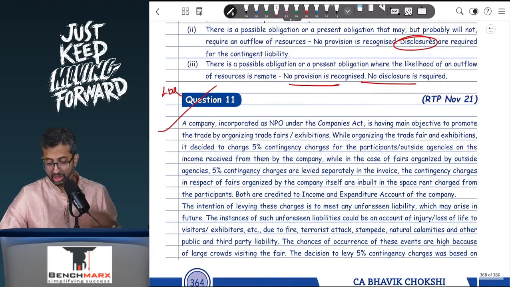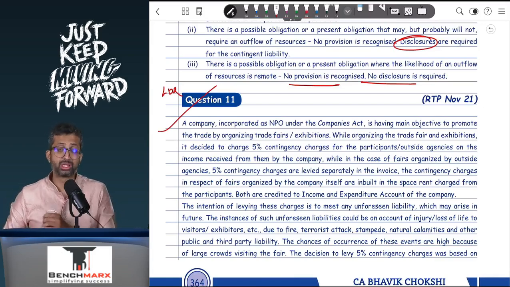Next is question number 11. This is RTP November 21. A similar question was also asked in RTP of September 24.